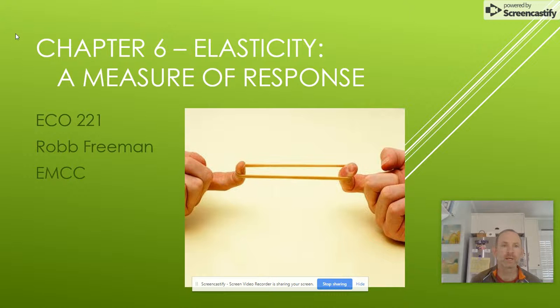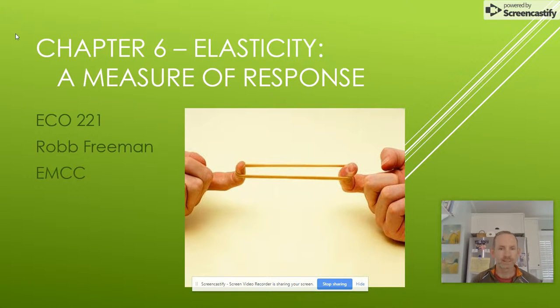Just to give you a heads up, chapters 4, 5, and 6 are going to be on quiz 2 together. So in chapters 4 and 5, we discussed supply and demand. In chapter 6, we're going to talk about elasticity of supply and elasticity of demand. So those three chapters will all be on quiz 2 together, even though we're covering chapters 6 and 7 in this week of the course.